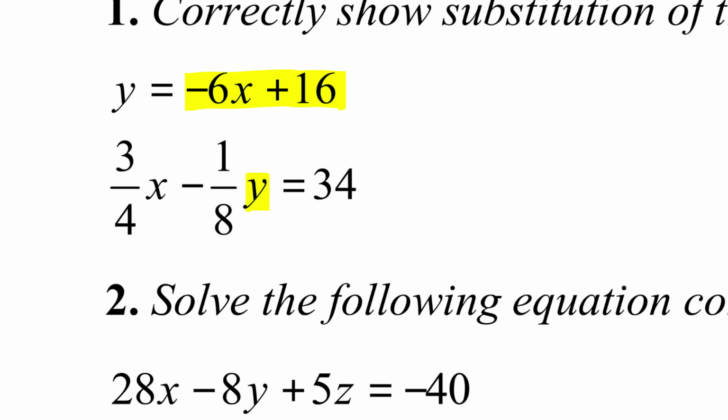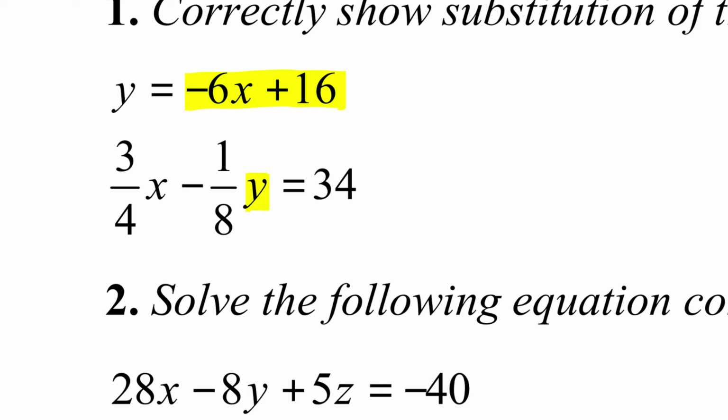So the way I would plug this in is I would just write my second equation, 3/4 x minus 1/8. Now instead of y, I'm going to do parentheses, and that's where this whole thing will go right into here. So I just do negative 6x plus 16, parentheses, and then I continue my equation. Equals 34. And that's my answer, that's it. I have correctly shown substitution of the first into the second, and that's all I have to do.